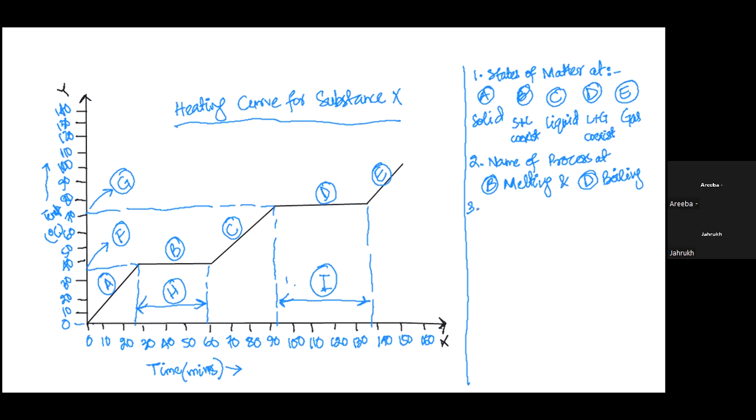Which brings me to my next question. The temperature point at which melting occurs is known as? Okay. At B, the process of melting is occurring. Melting occurs at a specific temperature. That temperature is known as? We have studied this definition. Think about it. The temperature at which melting occurs is known as?